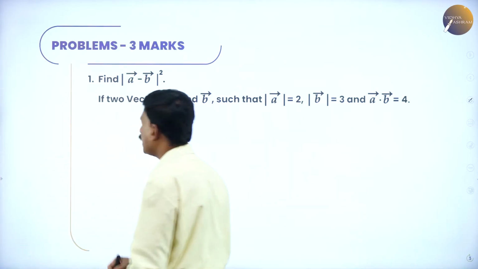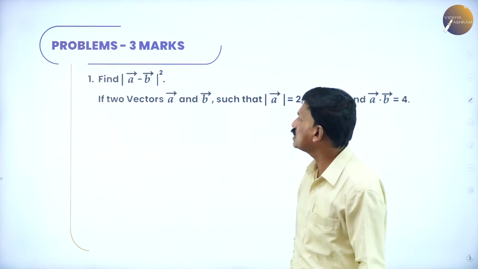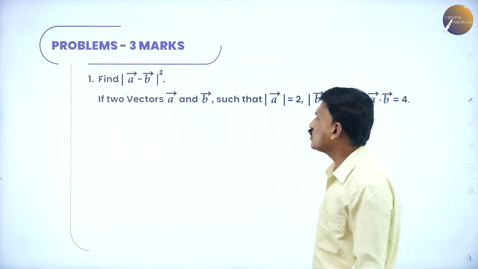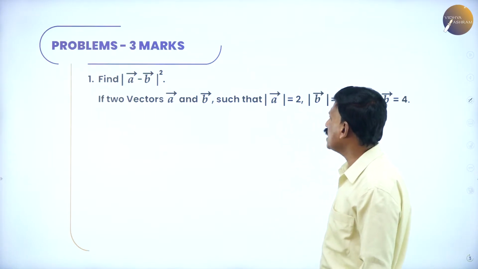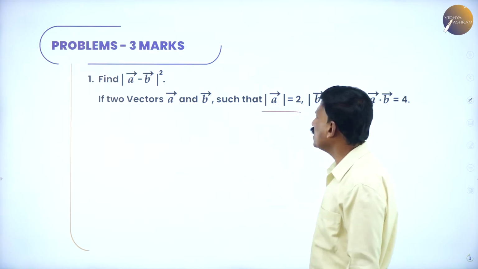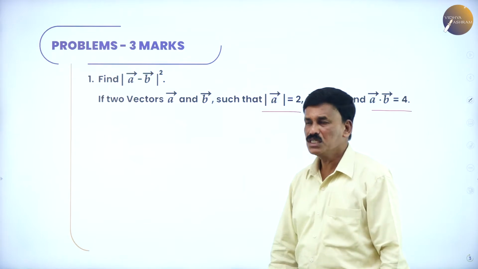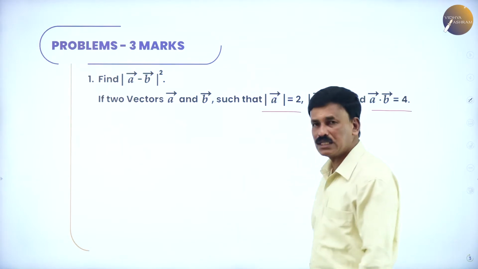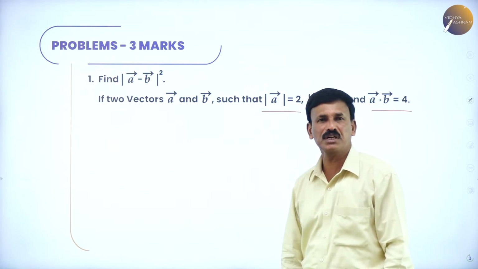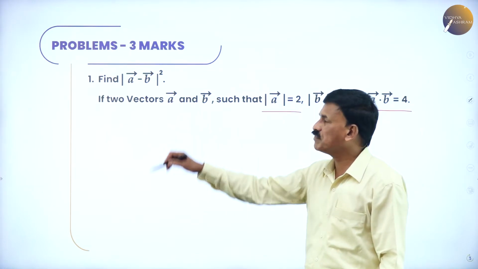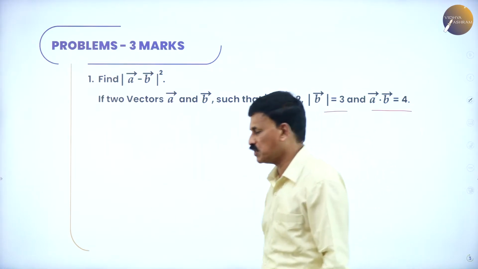Now, find the magnitude of A minus B whole square. These are all very important problems. If two vectors A and B are such that length of A is equal to 2, length of B is equal to 3 and A dot B is equal to 4. So here length of A is given, length of B is also given and the dot product A dot B is also given. What is required to find is length of A minus B whole square.